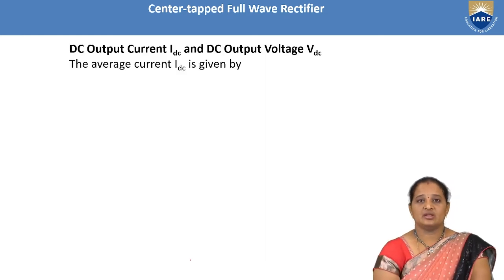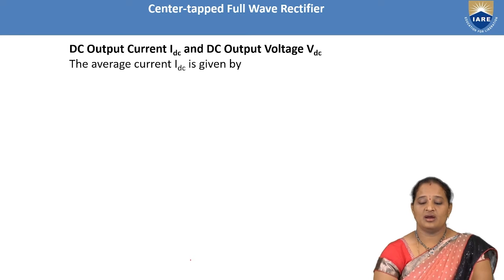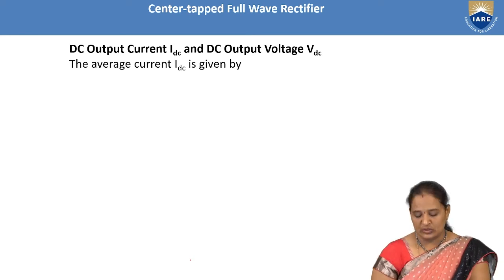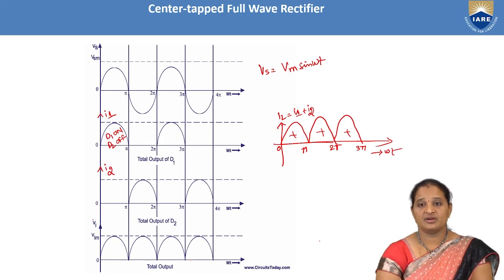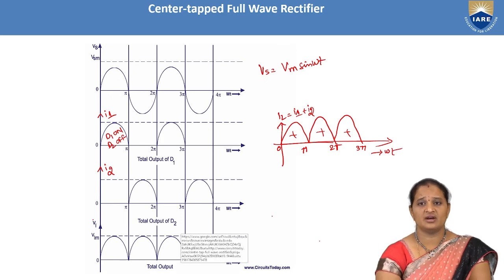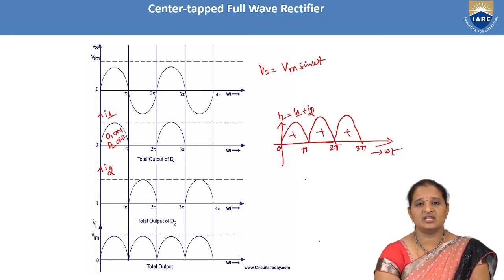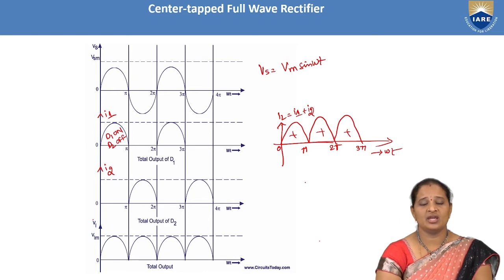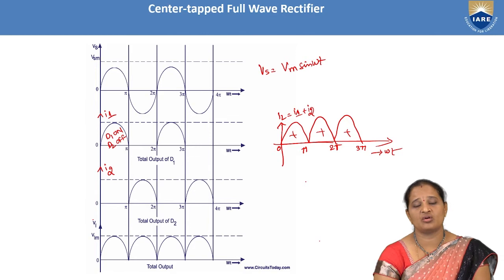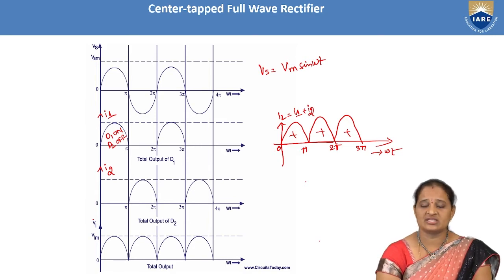As we have seen the output waveforms, if you observe this waveform, we have positive half cycles. No half cycle is removed here when compared to the half wave rectifier. In the half wave rectifier, we were getting zero output voltage across the load resistor.